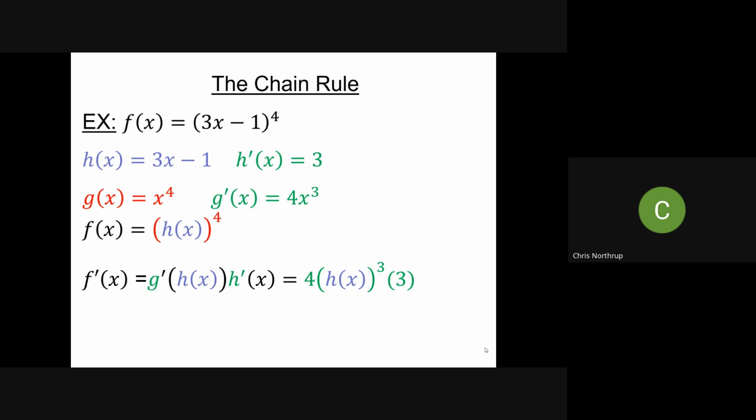And that gets me 4 times h of x cubed. I took x out of g prime and I put h in its place, times the derivative of h, which is 3. So I could plug that h of x in, which is 3x minus 1, and then that 4 and 3 make it 12. Okay, so that seems a little lengthy. Identify h, identify g, etc., etc.